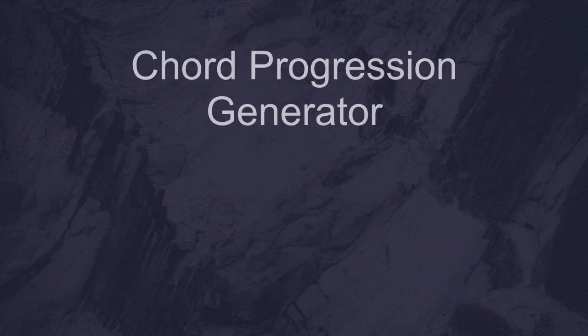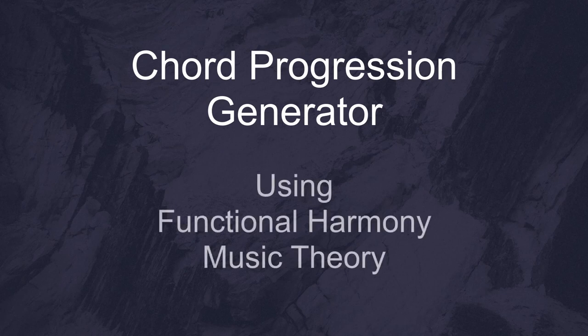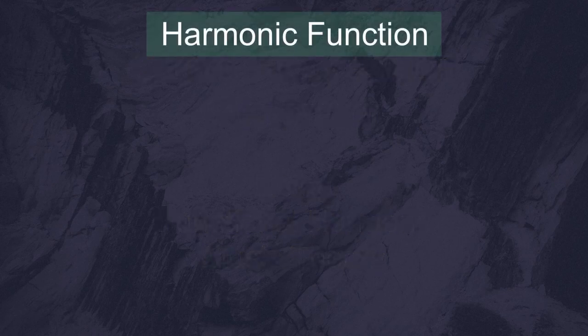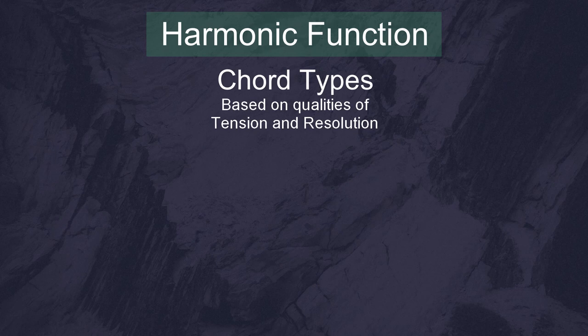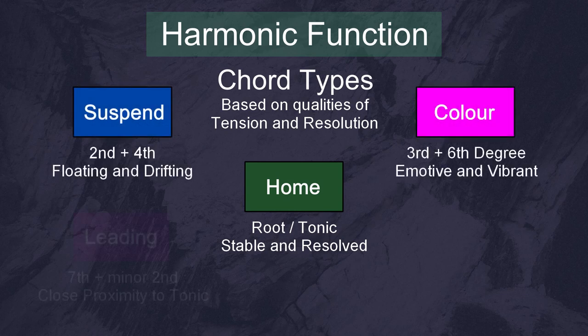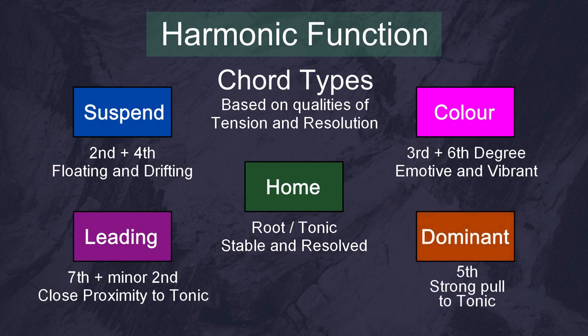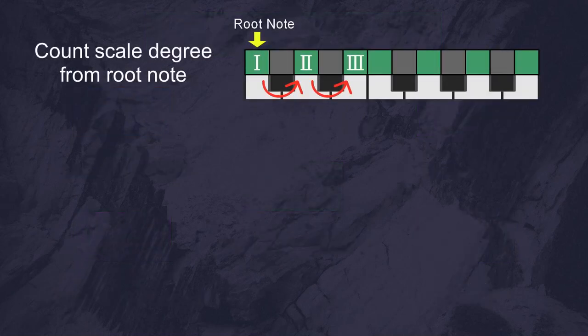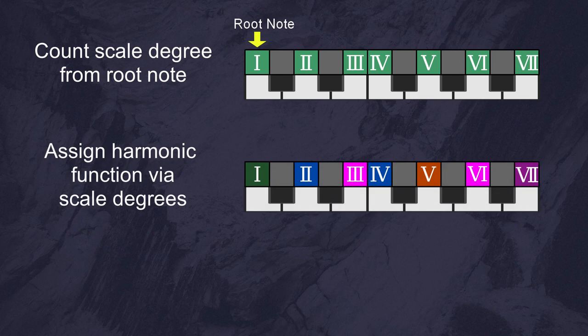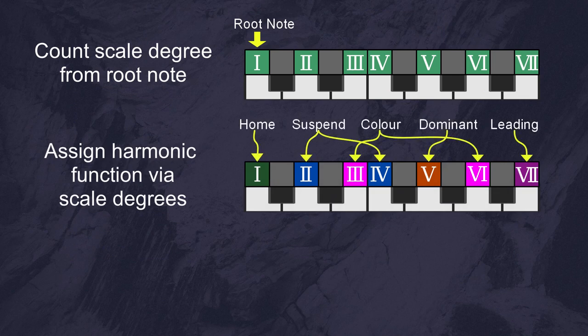The last part is the chord progression generator. To generate a chord progression, I use the theory of harmonic function as a way to describe what sort of chords I'd like to generate. Harmonic function is based on the theory that we can categorize chord types based on their qualities of tension and resolution. Chords can sound stable, floating, or colorful, and they can also imply a strong sense of direction towards the root note. Using the scale degrees that we determined earlier, we can make an educated guess about what the function of each scale degree is, and assign a function based on each of those chords.